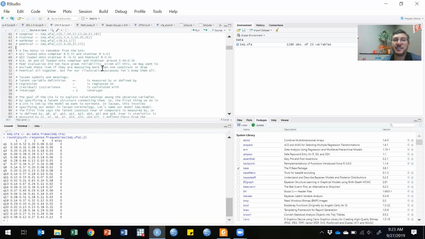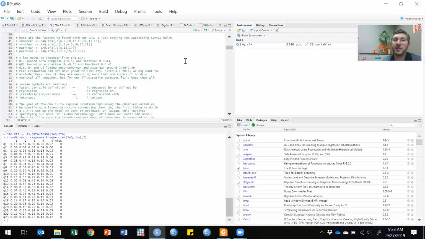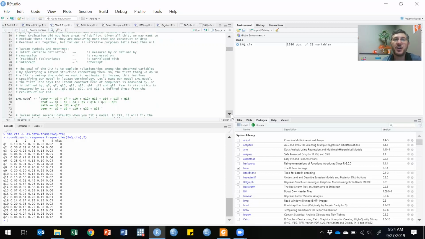our CFA syntax. There were a couple of notes to remember from our EFA. Q12 had some strong cross loadings. Questions 3, 16, 4, and 5 also had some strong cross loadings. We're just going to ignore those right now and go with the factor that they loaded most highly on. Remember, Perryville also had a really low reliability. We're just going to ignore that for right now and keep it in our CFA. We can say we have some strong theoretical justification for it.